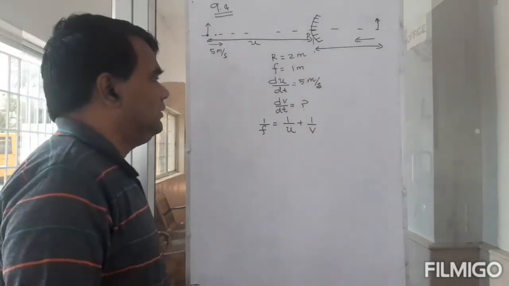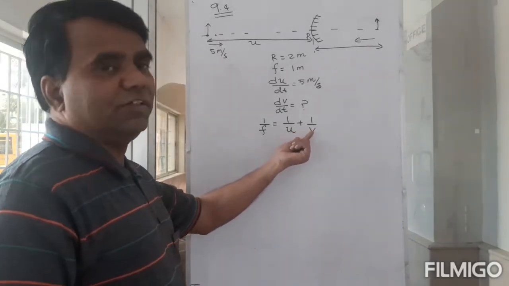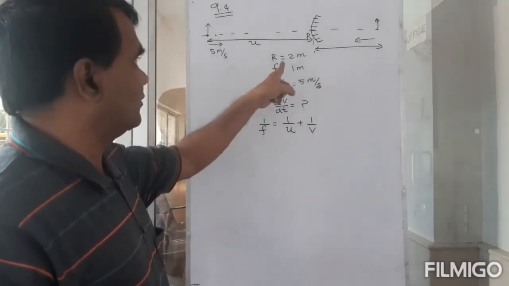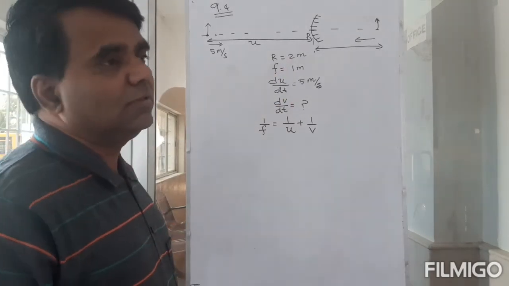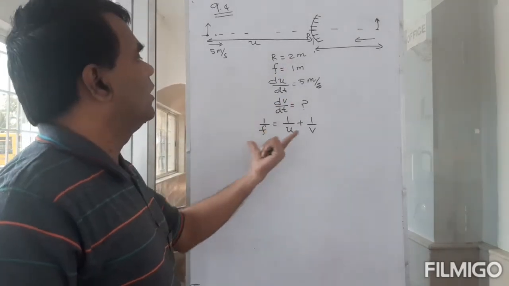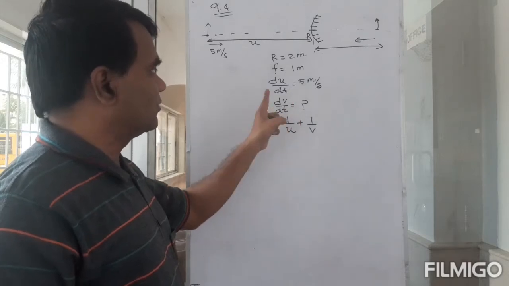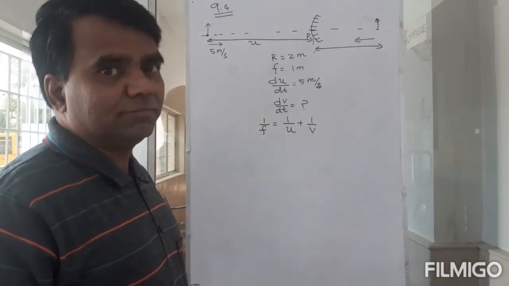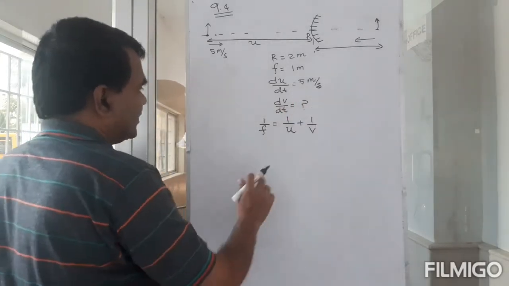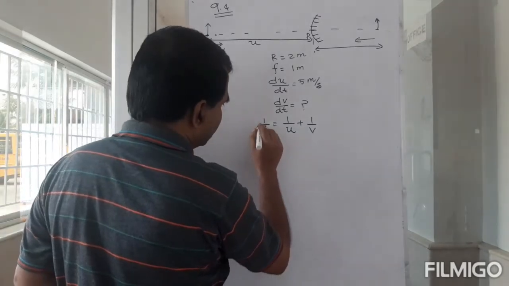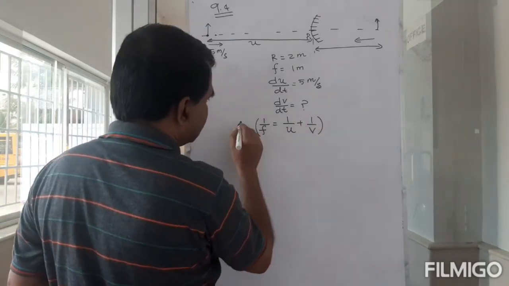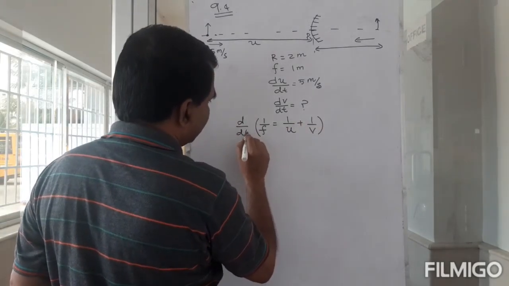Irrespective of your u and v, your f is going to be constant. Your f is always constant. But now, how am I going to find dv by dt? The way to do it is, I'm going to do a d by dt of the whole thing.